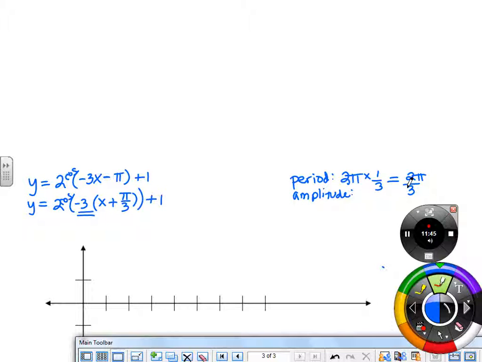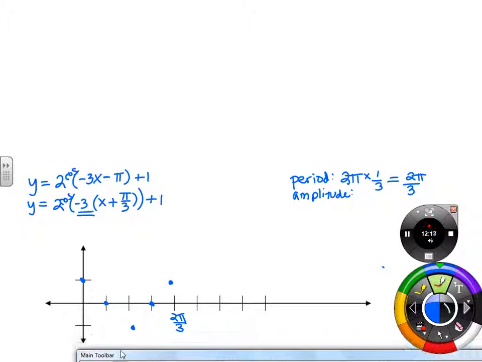Okay? So what that means for me is that my cosine parent function that normally goes in this order of points right here, I want this cycle of the graph to happen in one period, which means I want it to end at 2 pi over 3. Notice that I didn't make it look any different than when it ended at 2 pi. I'm just changing the numbers on the scale to make my life easier. Okay? So I want that last number to be 2 pi over 3.